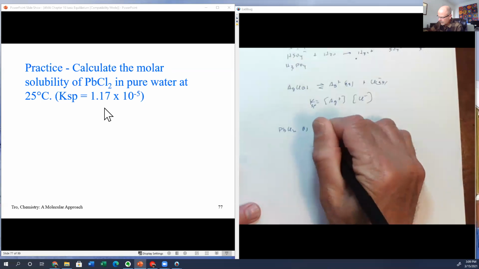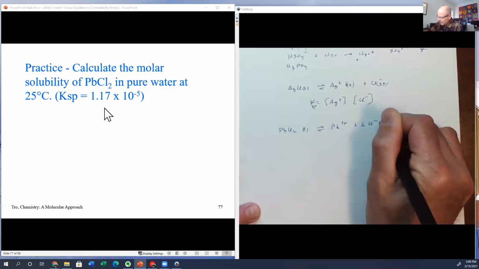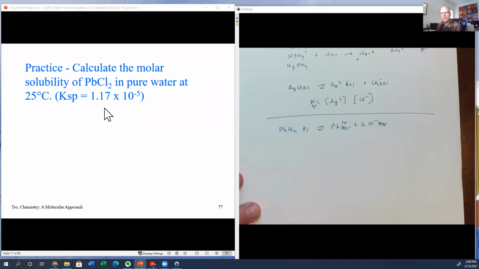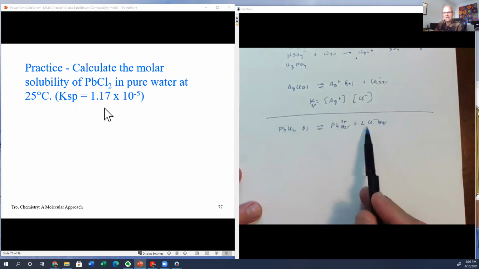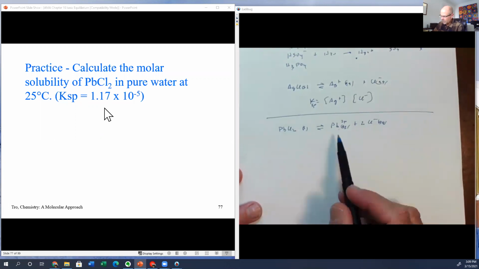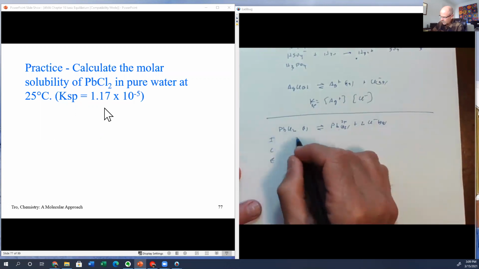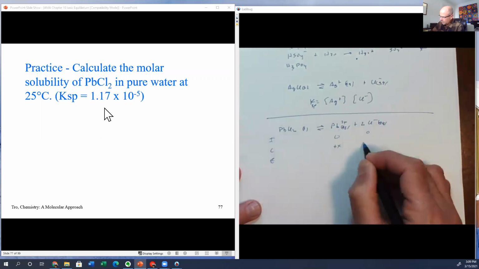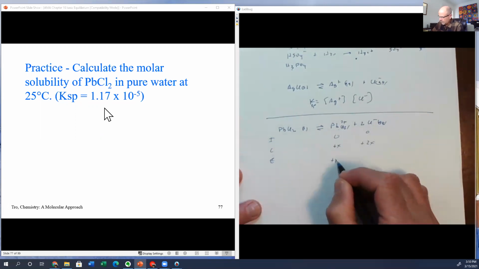PbCl2 solid is in equilibrium with Pb2+ and 2 Cl-, and these are both aqueous. We want to find the molar solubility, so it's just an ICE table. That's just asking for the equilibrium concentration of these things, which we figure out by solving an ICE table problem. The solid doesn't matter. Initially this is 0, this is 0. This is plus x, this is plus 2x.